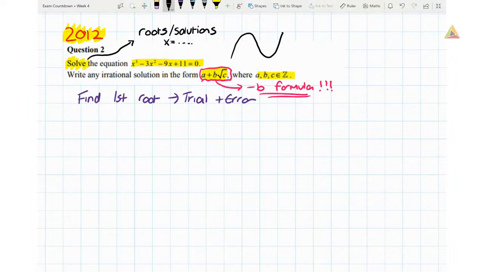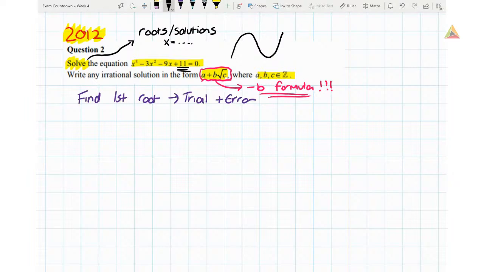You could maybe start with subbing in 0, then go to 1, minus 1. A big hint is it will be a factor of that last number there. So whatever the root is, it's always going to be a number that divides into the constant in your cubic. In this case, 11 is a prime number. The only two things that will divide into it are 1 and 11.